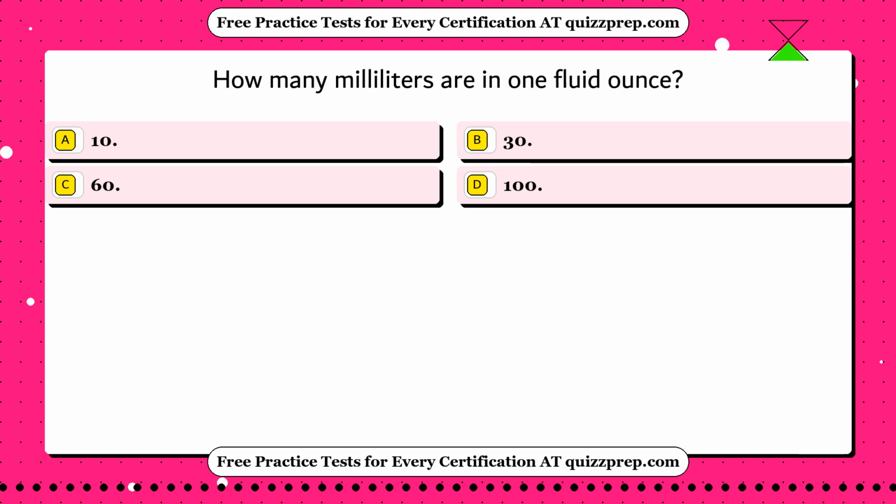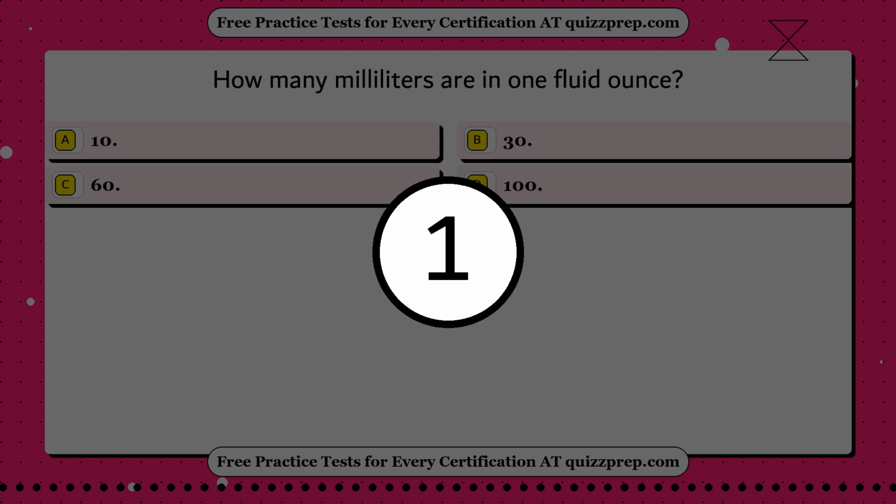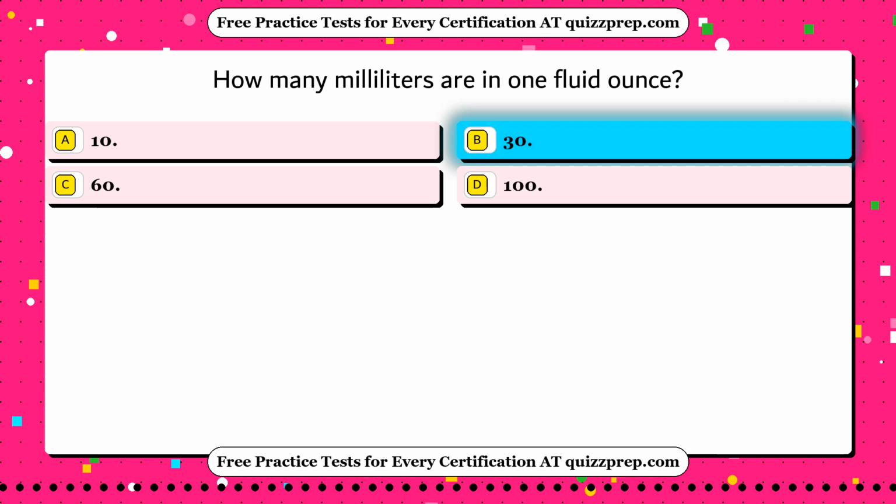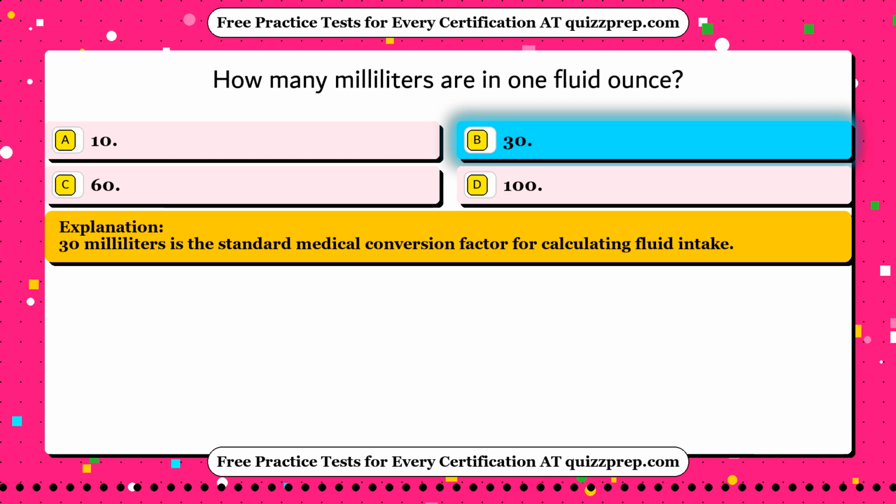Question 95. How many milliliters are in 1 fluid ounce? Option A, 10. Option B, 30. Option C, 60. Option D, 100. The correct answer is option B, 30. 30 milliliters is the standard medical conversion factor for calculating fluid intake.